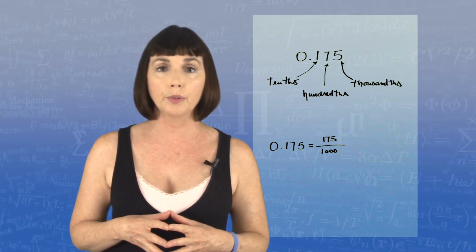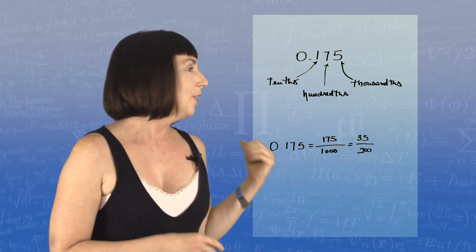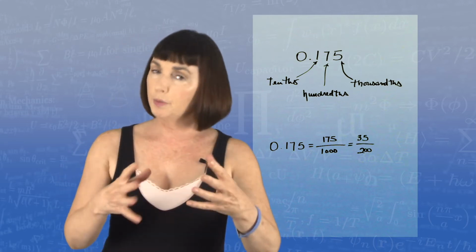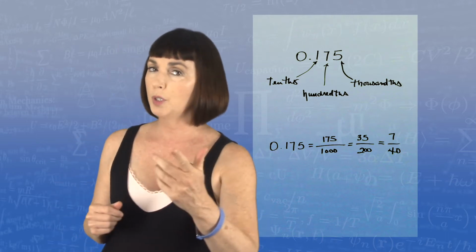Now we just have to reduce. I'm going to reduce both those numbers by 5, and I get 35 over 200. I can reduce by 5 again, and I get 7 over 40, which we knew it would be when we started.